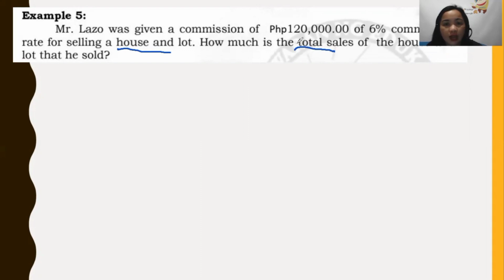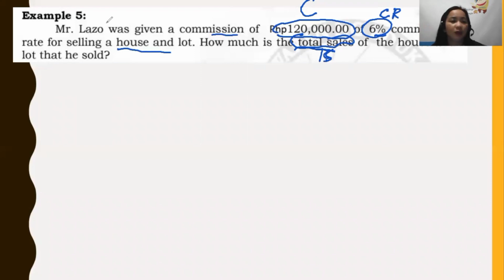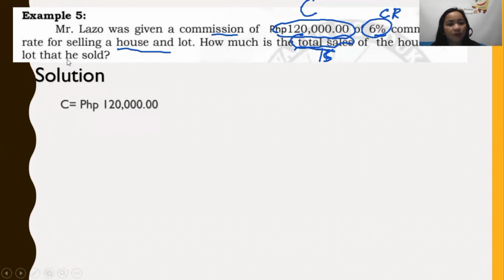So ngayon, analyze natin yung given. Sabi, commission daw, ang natanggap niyang commission ay ito. So this is our commission. At ito naman yung rate ng ating commission or commission rate. Ang nawawala natin ay total sales. Parang ang nawawala dito ay base. So kapag total sales ang nawala, so we have here the commission rate of 6%.